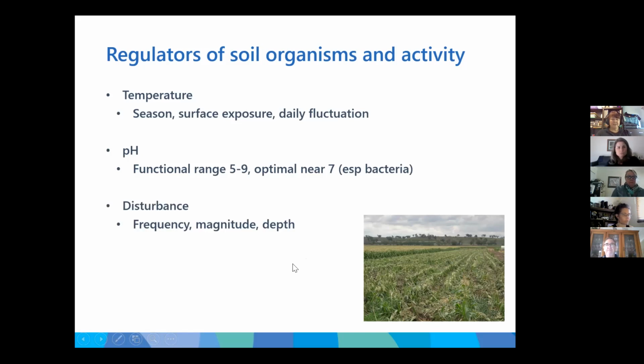And disturbance. The frequency of disturbance has shown that if it's very frequent disturbance, you're going to get less fungi because the threads get broken up all the time and so they don't persist. So you're going to get organisms that can cope with that high disturbance.